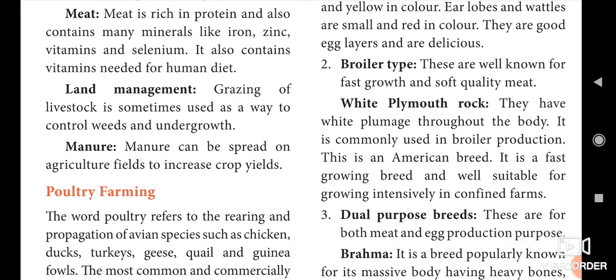These are well known for fast growth and soft quality meat. Broiler type we consume only for their meat. The example for the broiler type is White Plymouth Rock. They have white plumage throughout the body. It is commonly used in broiler production. This is an American breed. It is a fast growing breed and well suited for growing intensively in confined farms. So this is the broiler type of breed.